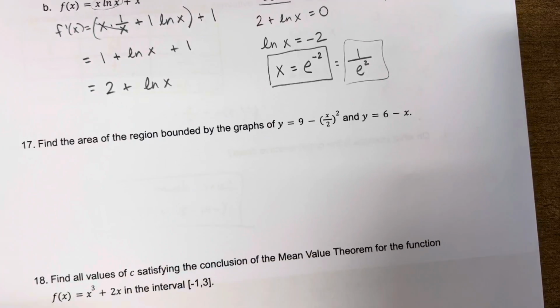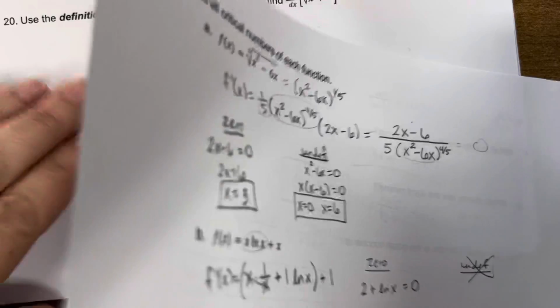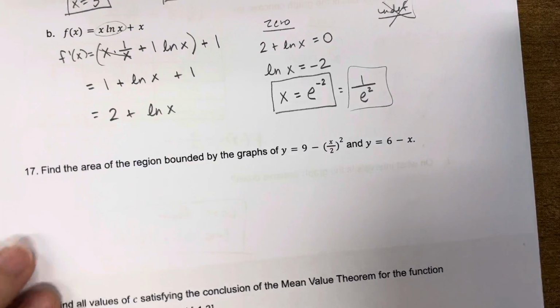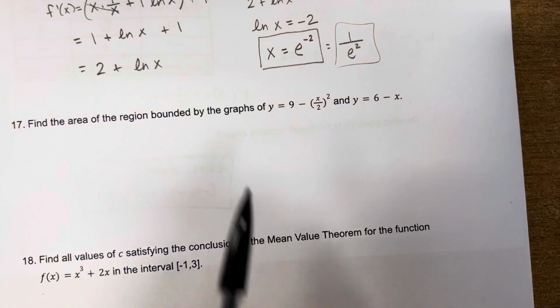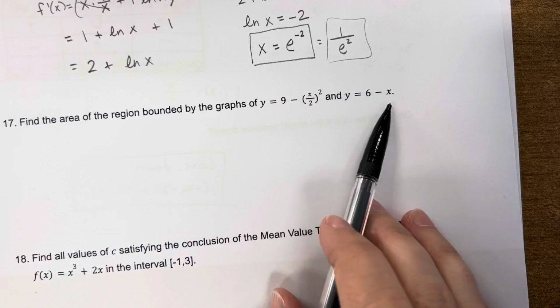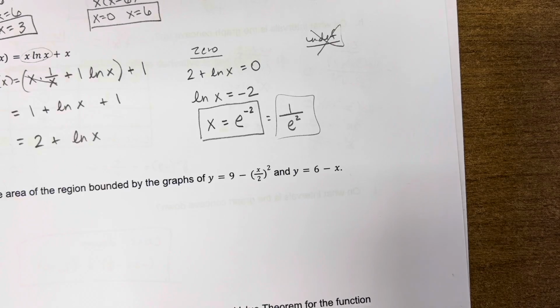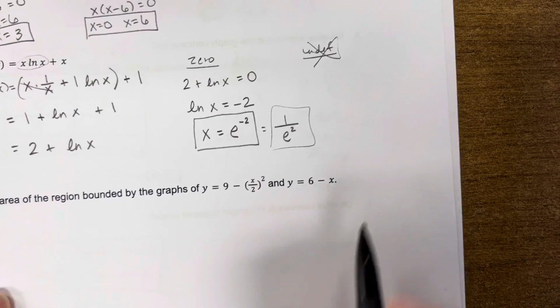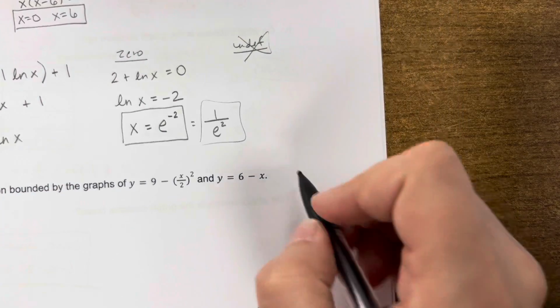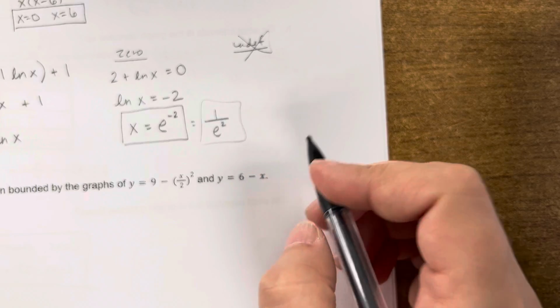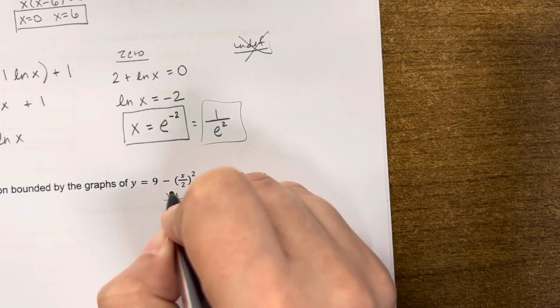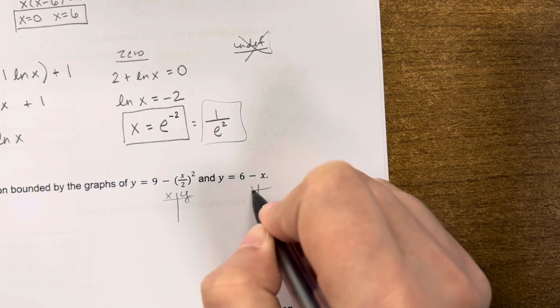Okay, let's see, we've got 17, 18, 19, I think I'm just going to keep going. So number 17, the area of the region bounded by these two graphs, they want me to find that. I would kind of map these out in a graph. So I would graph those two functions. So I would maybe do some XY tables for these.